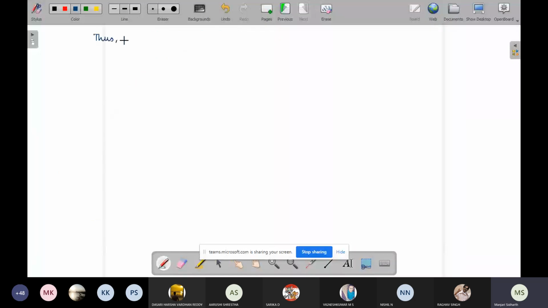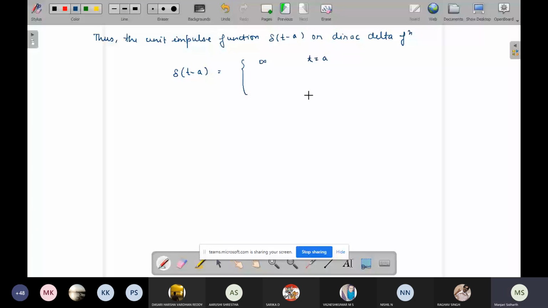Thus the unit impulse function delta t minus a, or you can say the Dirac delta function delta t minus a, is infinity when t is equal to a, and otherwise, when t is not equal to a, its value is 0.